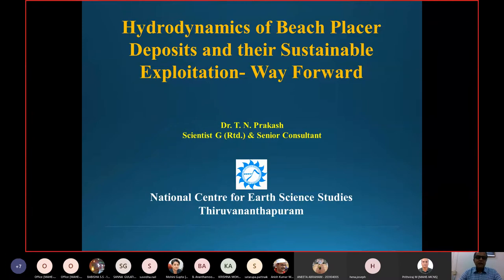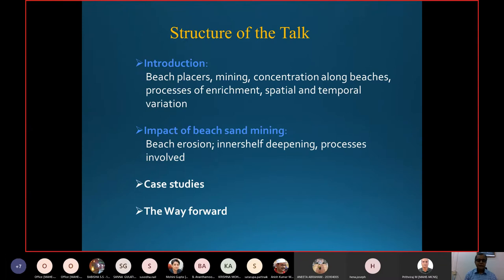Straight away I will go to the topic of this evening's presentation: hydrodynamics of beach placer deposits and their sustainable exploitation, the way forward. My structure of the talk will be like this. I will give a brief introduction about beach placers, their history, and how mining is being carried out, the concentration along the beaches, how it enriches on the beaches, and also the spatial and temporal variation. And I will also be covering the impact of beach sand mining.